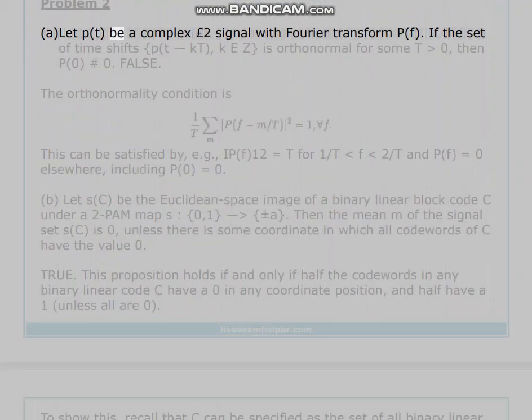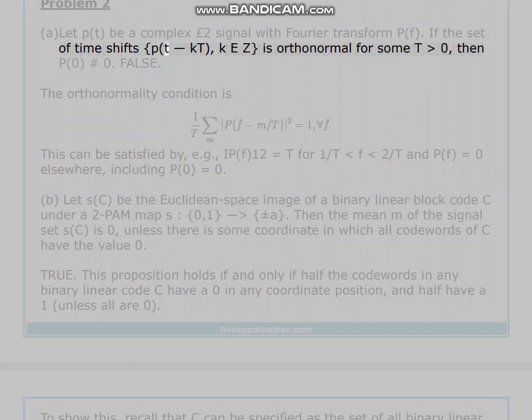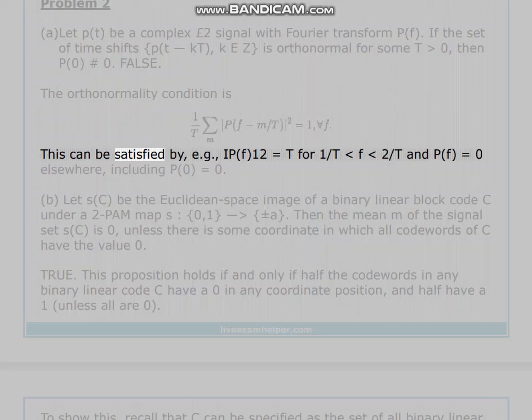Problem 2. A. Let p(t) be a complex 2-bandlimited signal with Fourier transform P(f). If the set of time shifts {p(t - kT), k ∈ Z} is orthonormal for some T > 0, then P(0) ≠ 0. False. The orthonormality condition is a condition on the aliased spectrum of |P(f)|². This can be satisfied by, for example, |P(f)|² = T for 1/T < f < 2/T and P(f) = 0 elsewhere, including P(0) = 0.